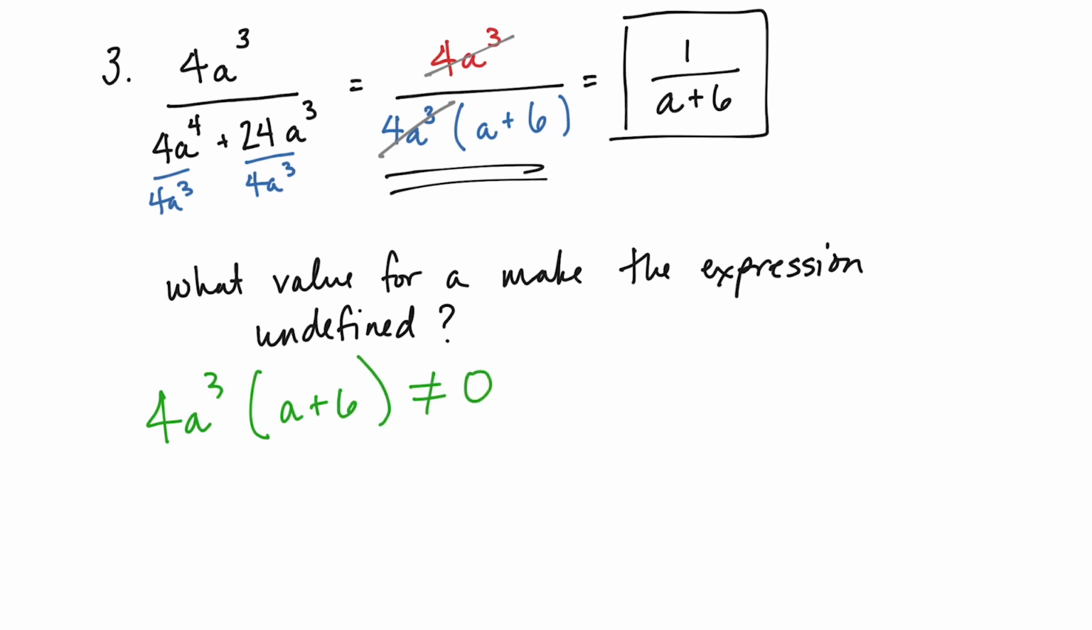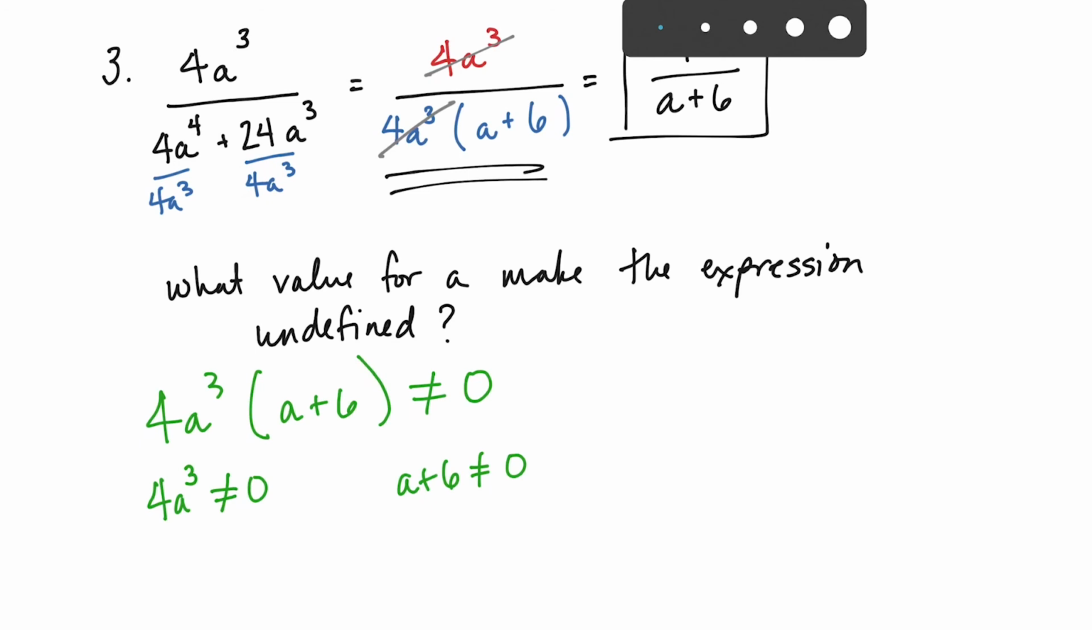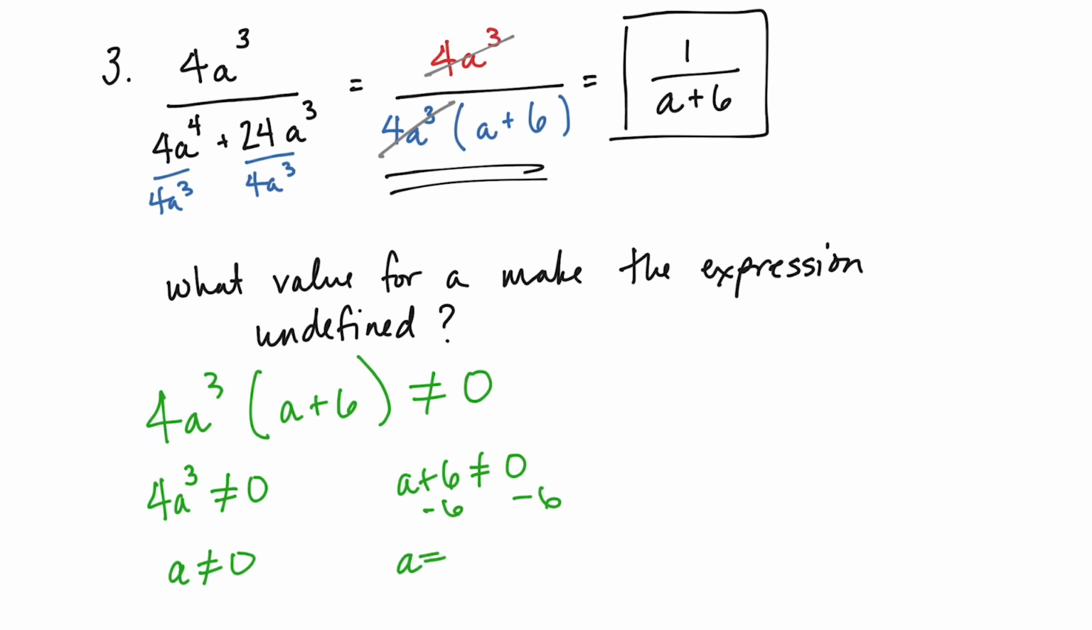I want to figure out what a is not allowed to equal. So 4a cubed cannot equal 0, and a plus 6 cannot equal 0. And I'm going to solve for a. Well, this first one, a just can't equal 0, and it's okay to have multiple answers. And over here, a is not allowed to equal -6. So those are my two restrictions on my domain.